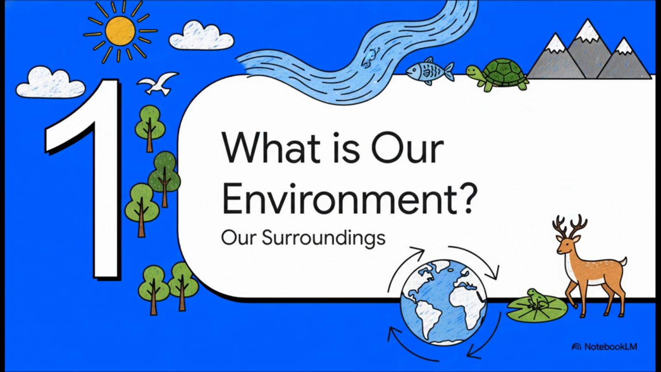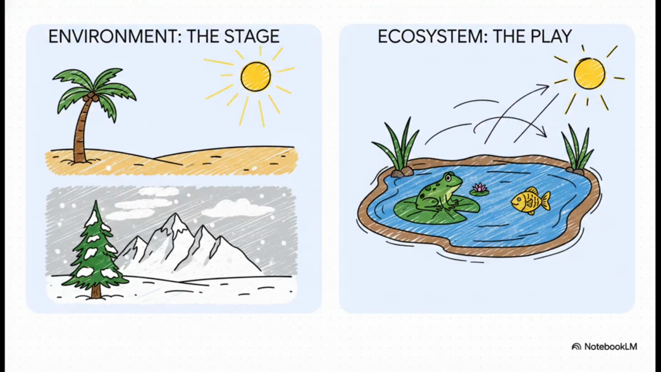Now, you must have heard these two words a lot, environment and ecosystem. People use them all the time, sometimes even together. But are they actually the same thing? Let's figure it out. Okay, so look here. Your environment is basically everything that's around you. Simple, right? The environment in India is very different from the environment in, say, Russia.